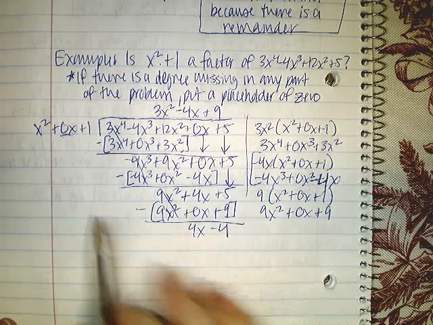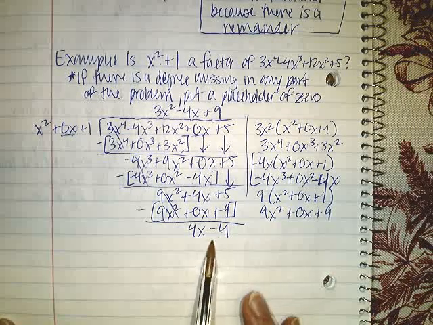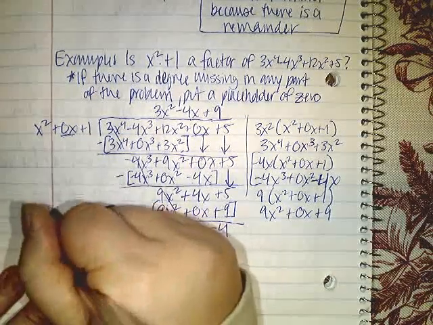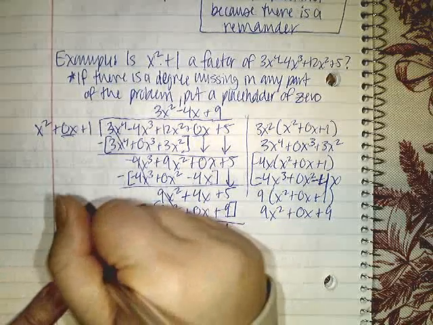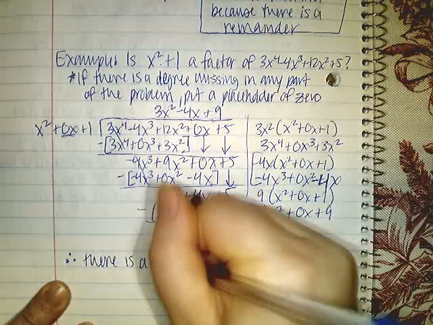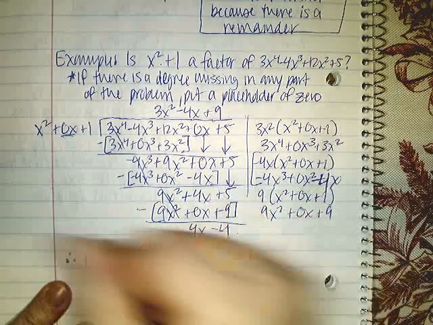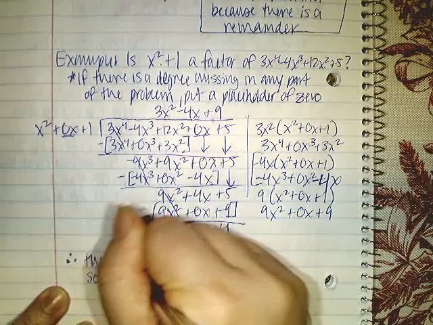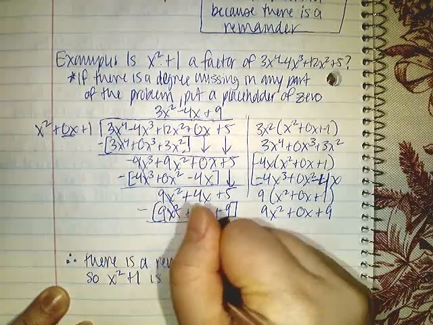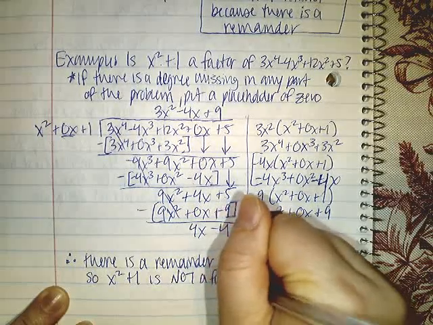At this point, I can't multiply x squared by anything to get x. So therefore, there is a remainder. So x squared plus 1 is not a factor.